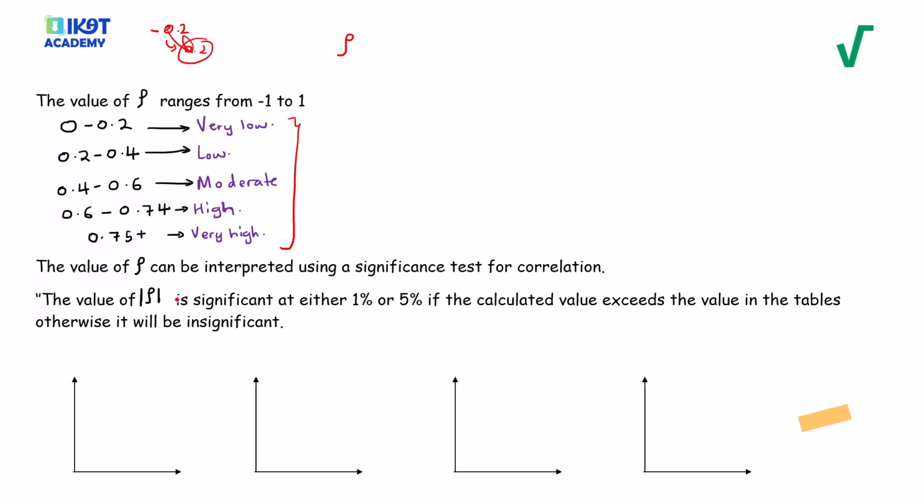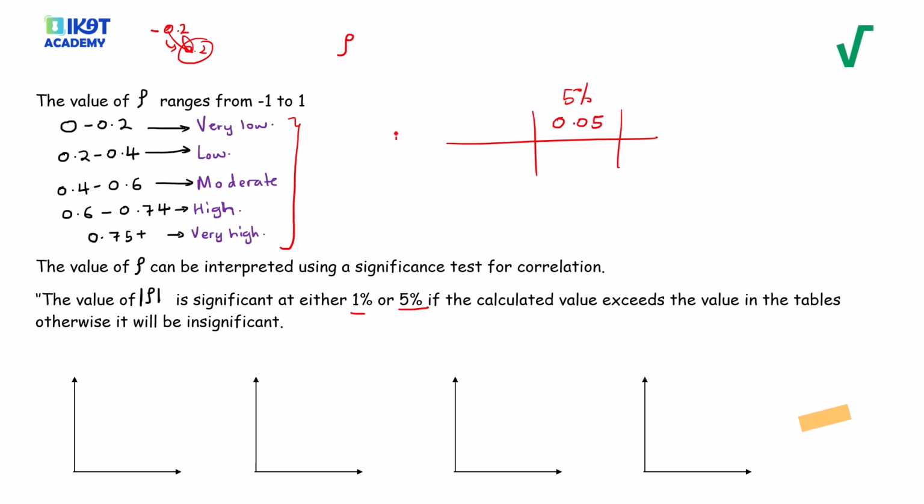Okay, so now we say the value of this is significant at either 1% or 5% if the calculated value exceeds the value in the tables. So it's significant because when we were in the tables, we had something like 0.05. We had other numbers here, but this is now for, in your logbook it will show 5%, also 1%.